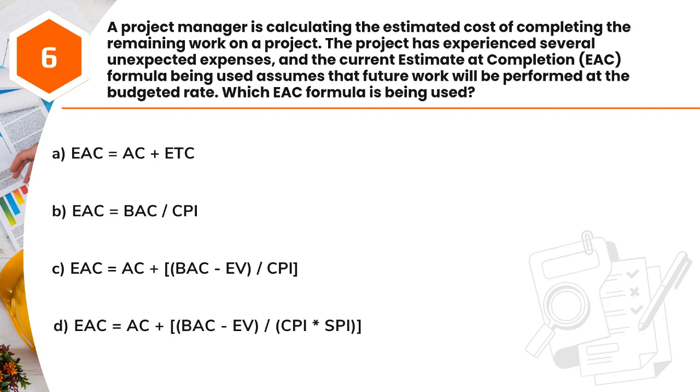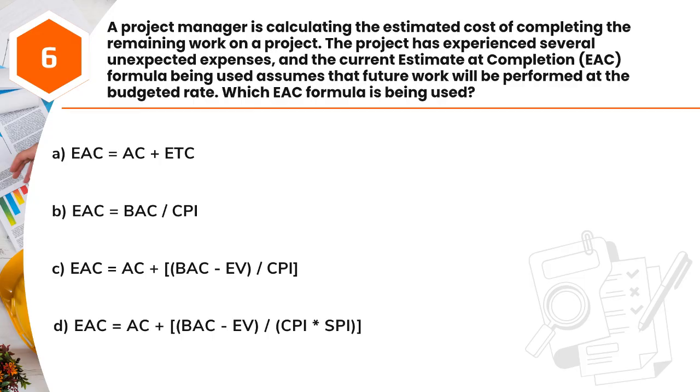Question 6. A project manager is calculating the estimated cost of completing the remaining work on a project. The project has experienced several unexpected expenses, and the current estimate at completion, EAC, formula being used assumes that future work will be performed at the budgeted rate. Which EAC formula is being used?